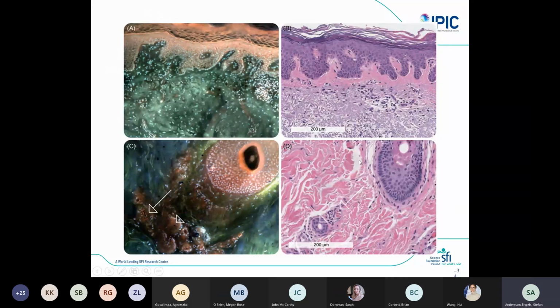And this is again histopathology, H&E staining. And this is what it looks like in USE. And this is actually hair and a hair follicle here. So this is what the hair looks like in H&E staining, and this is what it looks like in USE.